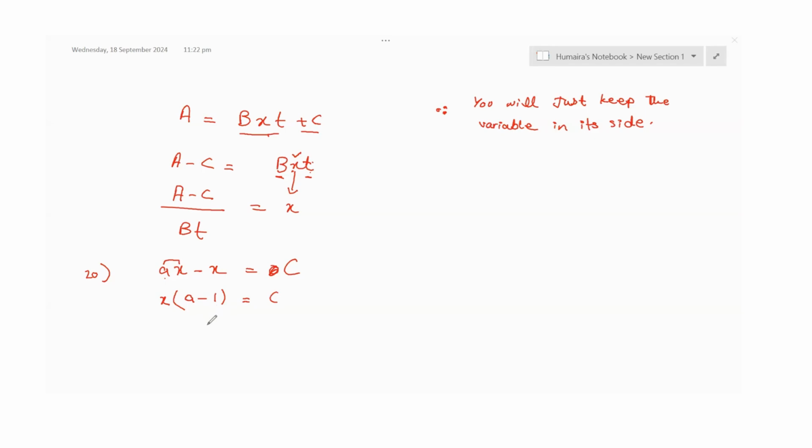Now in the next step, all I did was divide a minus 1 on both sides. And since a minus 1 cancels out itself, the answer would just give me c over a minus 1. Yes, that is correct. Okay, next is number 22.